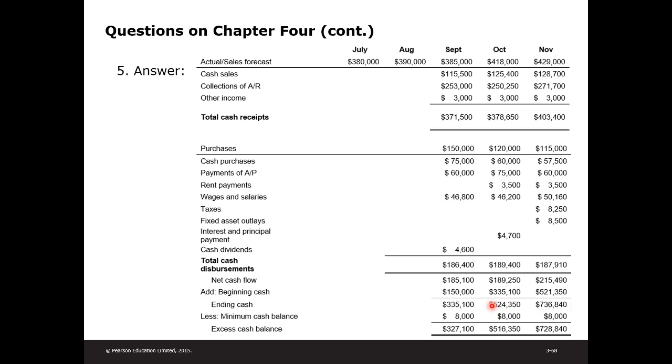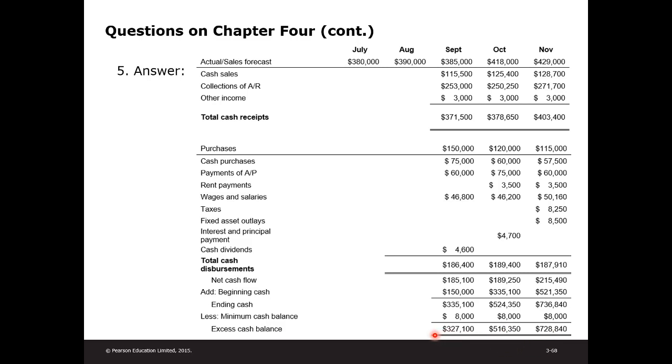November. Then we will subtract the minimum cash balance required for the company to maintain its operations, which is $8,000 each month. So in order to know the excess cash we have or the deficit we have, we will subtract the $8,000 from the $3,035,000 and so on, and it will give us this number, which is a positive number, which means that we have an excess cash balance in September and so on in October and November.